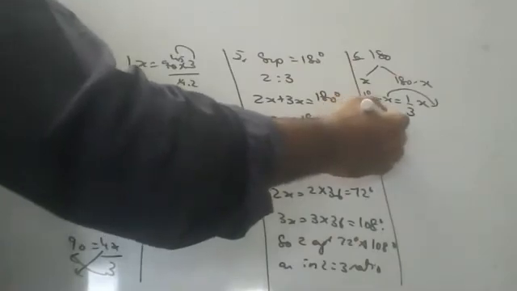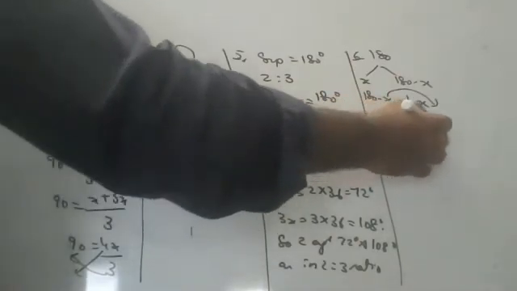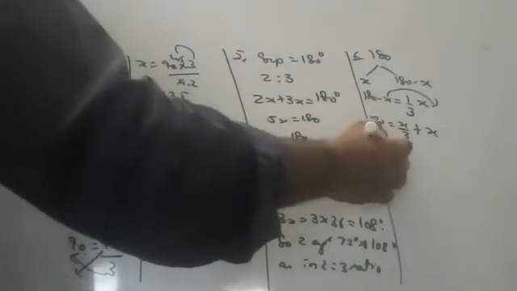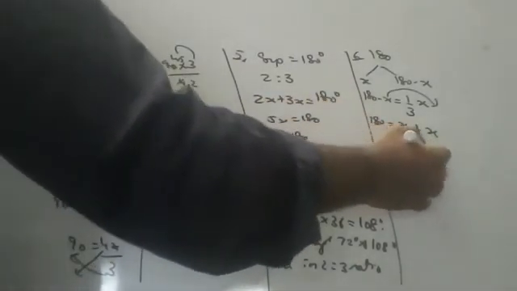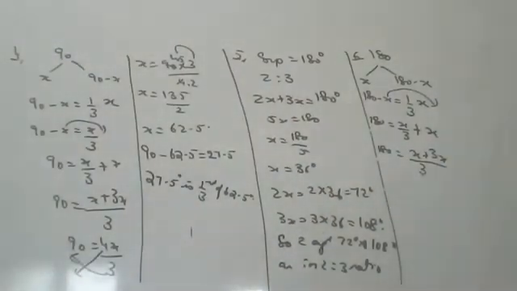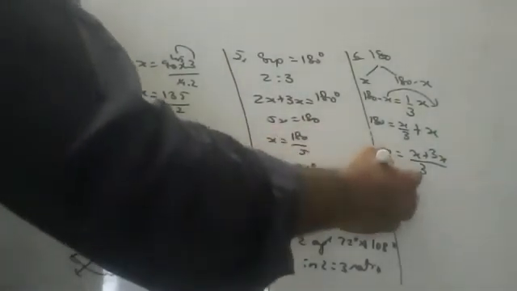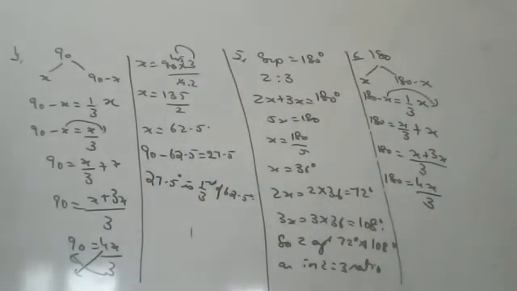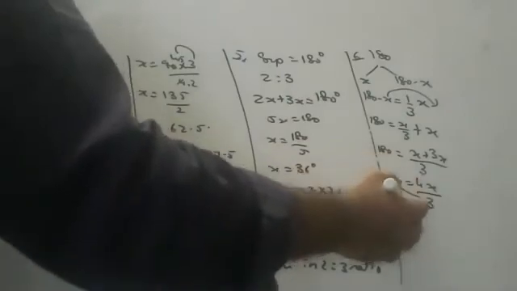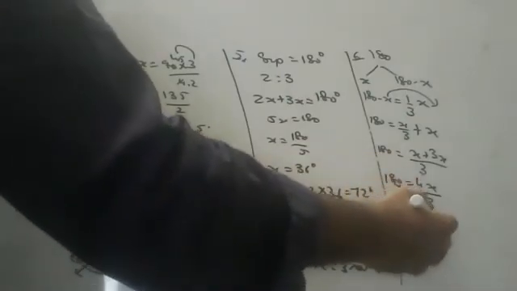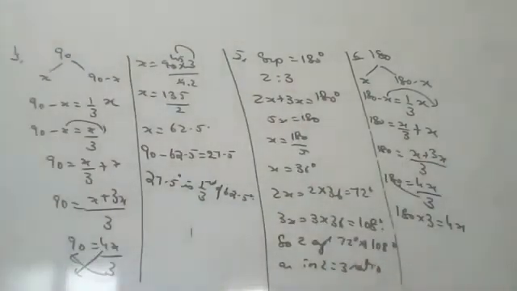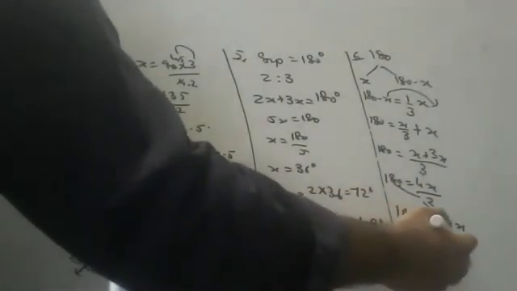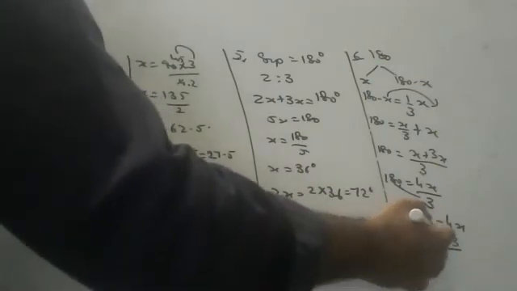180 equal to 1 by 3 x plus x. 180 equal to 3x plus x by 3. 3 will come up, 4 will go down. Children, 180 into 3 is equal to 4x. Next. x is equal to 180 into 3 by 4.